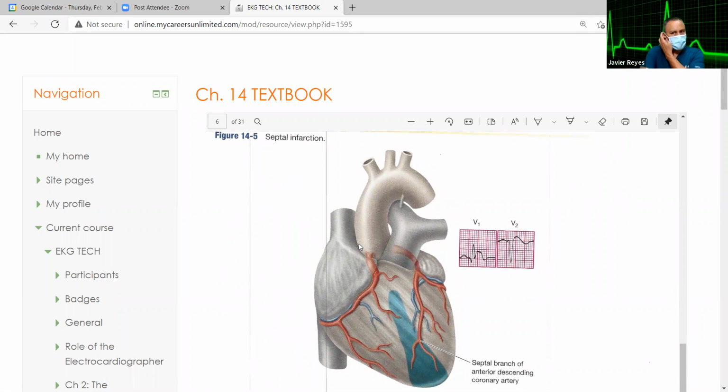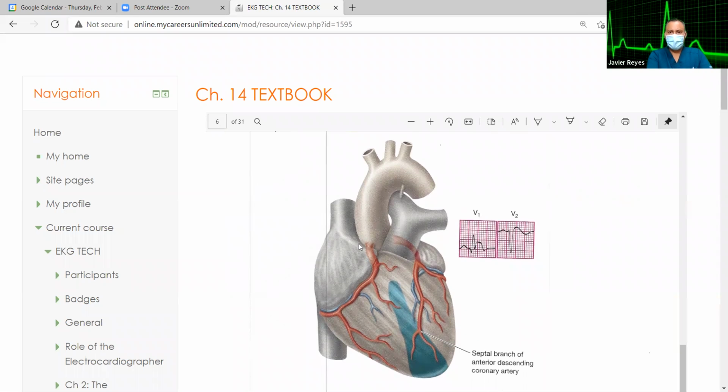Janie, what does V1 look like? Tell me. Okay, look at V2. ST elevation. Okay, let's start with the P wave. And then what do you see after the P wave? A little Q, right? And then it goes back up.